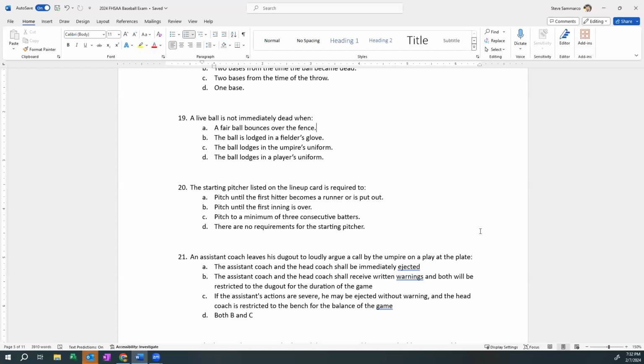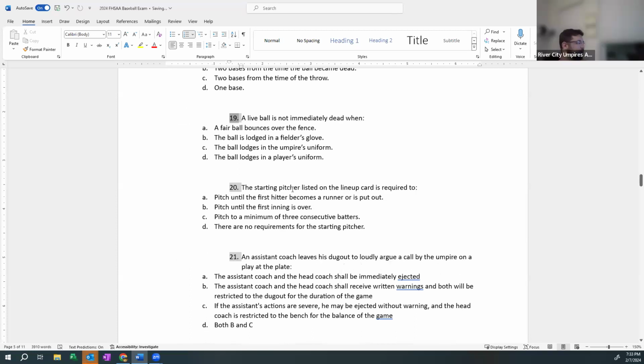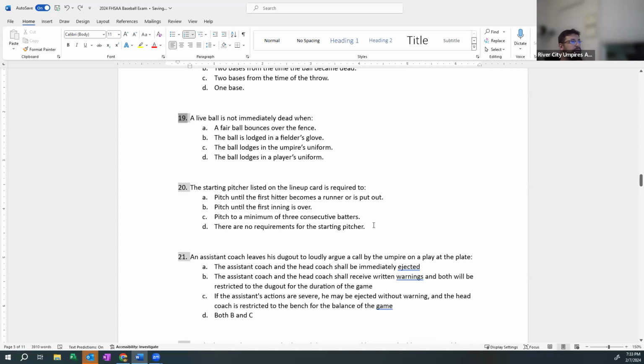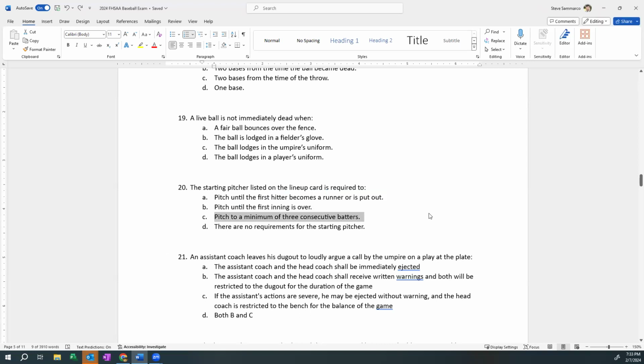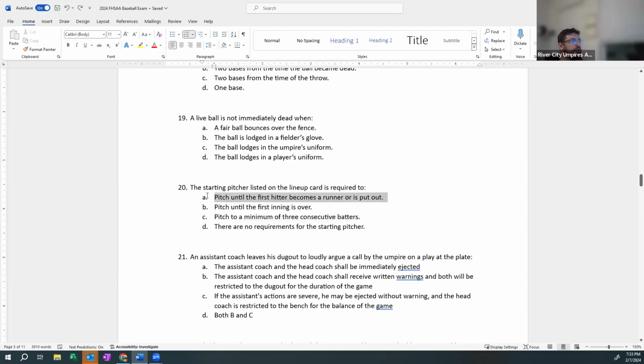Wait a minute. No, I thought you said number 20, the pitcher is listed on the lineup card. Oh, you're right. Sorry, I was reading wrong. So you're saying C, must pitch a minimum of 3 consecutive batters? No. It's A. Right, you must pitch to the first hitter until he becomes a runner or is put out.